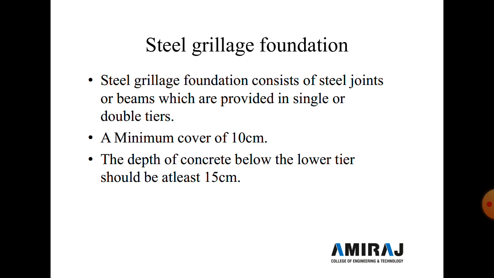Now we discuss the steel grillage foundation. A steel grillage foundation consists of steel joists or beams, rolled steel joists or RSJ, which are provided in single or double tiers. A minimum cover of 10 cm is kept on the outer side of the external beam as well as above the upper flange of the tier. The depth of the concrete below the lower tier should be at least 15 cm.